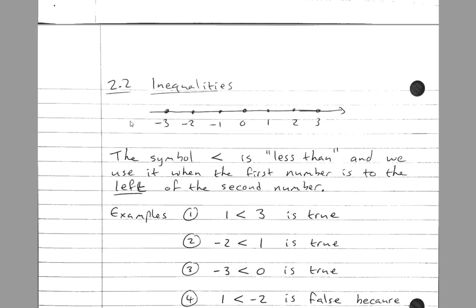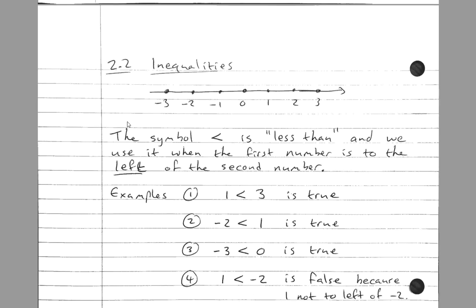Okay, next we look at inequalities. Okay, so now we're comparing two numbers, and the main idea is we're looking at which numbers are to the left and which numbers are to the right. Okay, so left and right are important ideas on the number line.